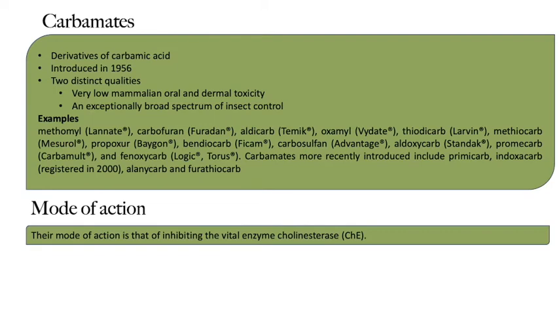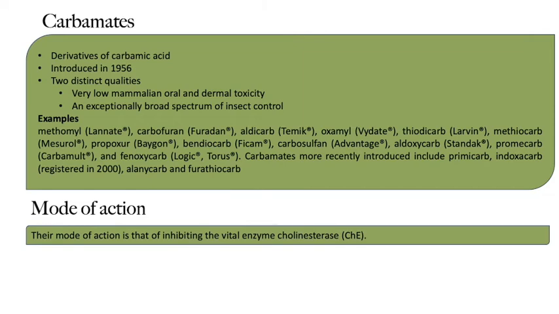The carbamate insecticides are derivatives of carbamic acid, as the OPs are derivatives of phosphoric acid. The first successful carbamate insecticide, carbaryl, was introduced in 1956. More of it has been used worldwide than all of the remaining carbamates combined. Two distinct qualities have made it the most popular carbamate: its very low mammalian oral and dermal toxicity, and an exceptionally broad spectrum of insect control.